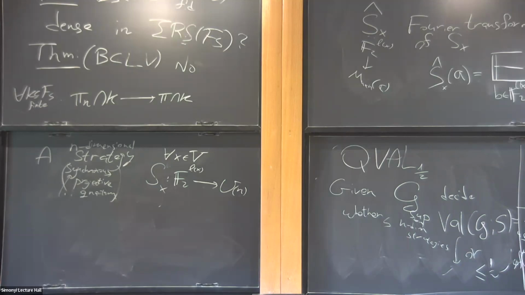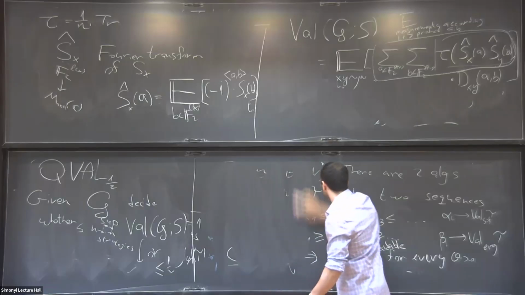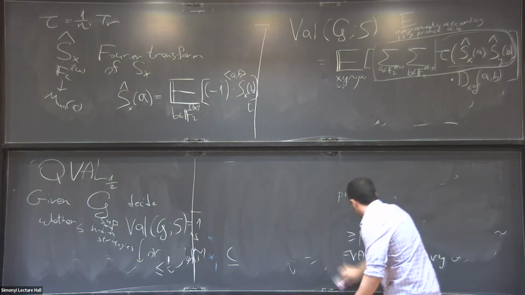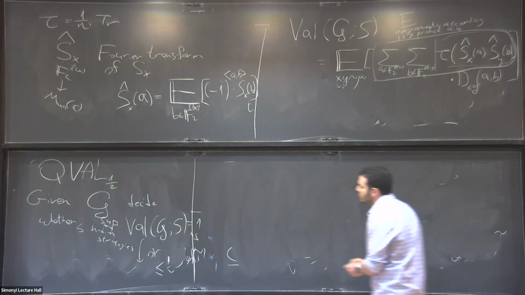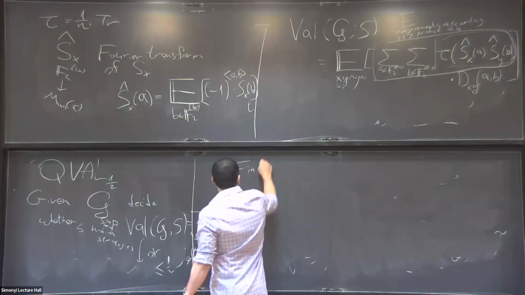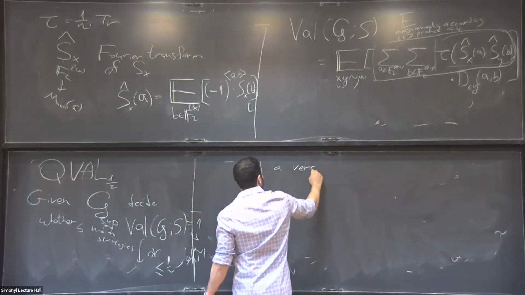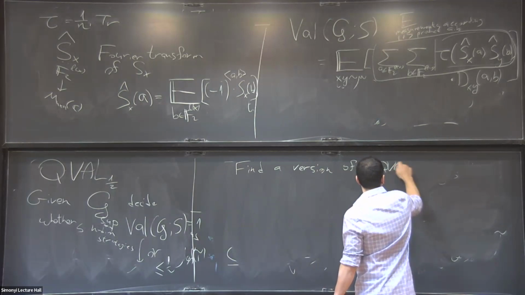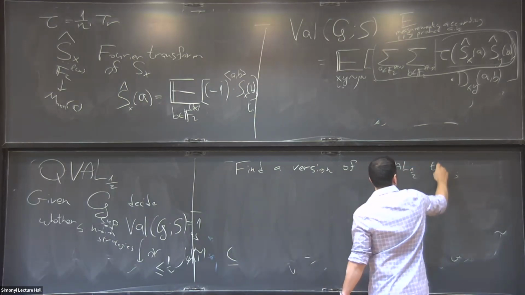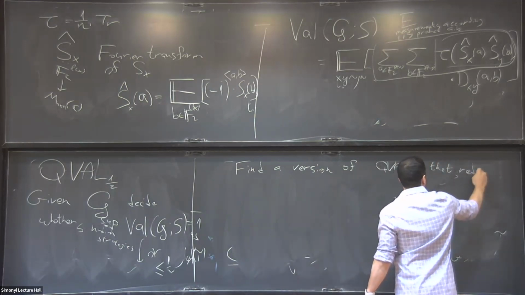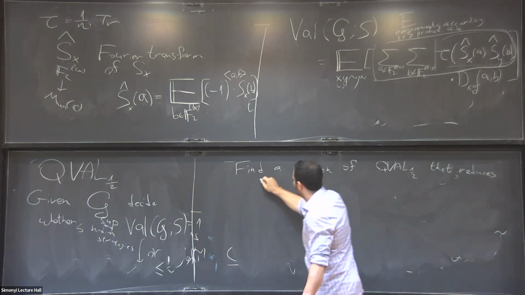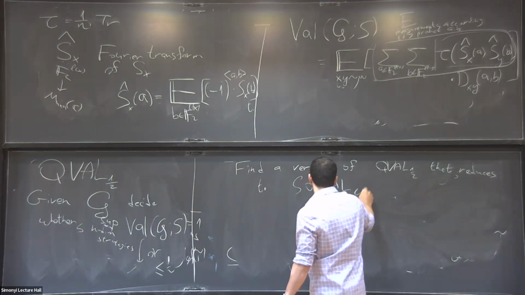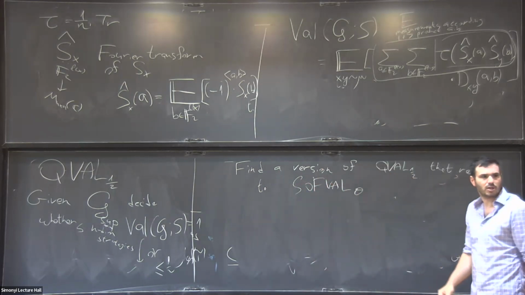Okay, so the idea is to find a version of qval 1/2 that reduces to softval theta. Yeah, that's the idea. So a reduction from there to there.